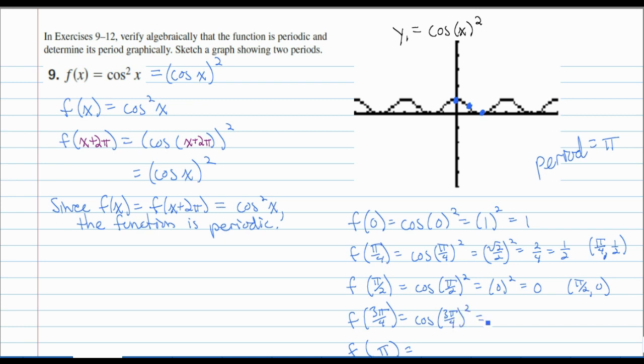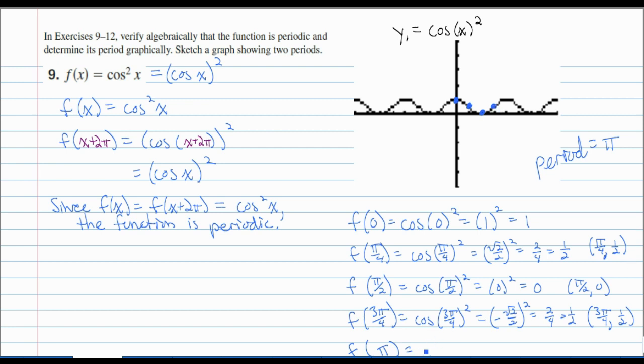The cosine of 3 pi over 4 squared, well, the cosine of 3 pi over 4 is in quadrant 2, so that will be negative square root 2 over 2, but I still have to square it, which is going to make it positive again. So that's going to be 2/4 or 1/2. So 3 pi over 4 comma 1/2 is a point on my graph.